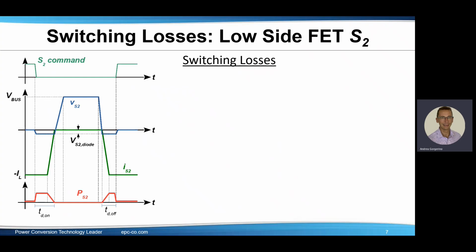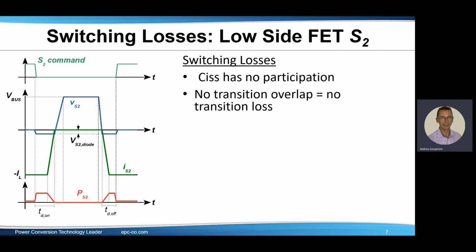Now let's take a look at the low side FET S2 switching losses. Again, typical waveforms are shown here for the low side FET. The switch node in this case is driven by the inductor all the way into the full body diode conduction. This is known as soft switching. So in this case, CISS has no effect on the switching in any way, and the soft switching also means there are no hard transition losses. Of course, we need to allow enough dead time between S1 and S2 to prevent shoot-through.